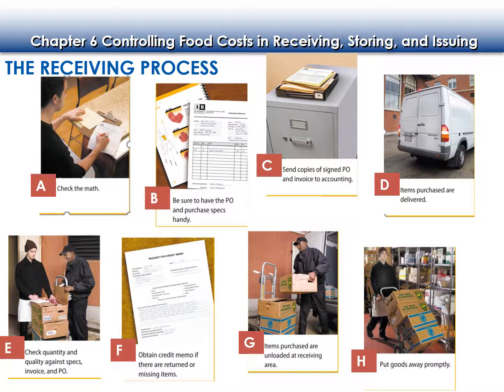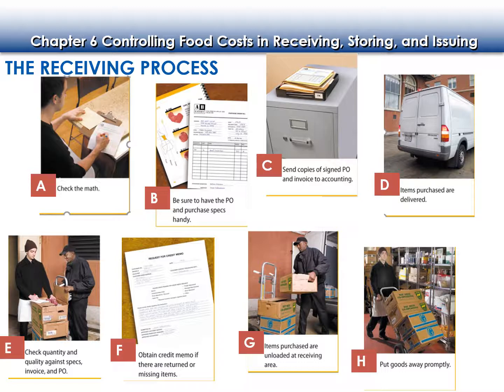Good, E. We're going to check the quantity against the specs, the invoice, and the PO, all 3 things. So the invoice is what the driver gives you. What's next? H. Okay. I would say H. No, you're going to put away the groceries and get your credit memo after you put away all the stock.